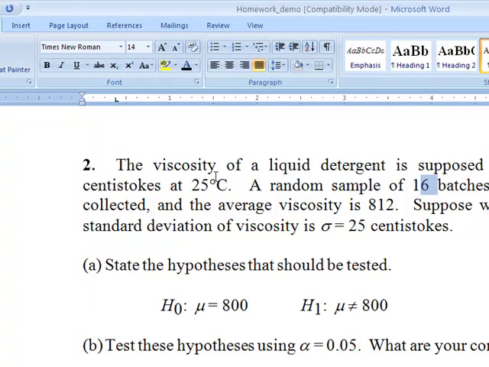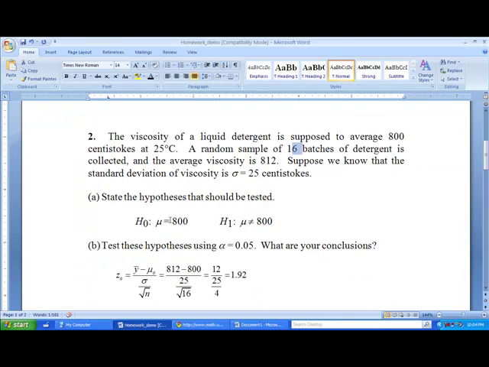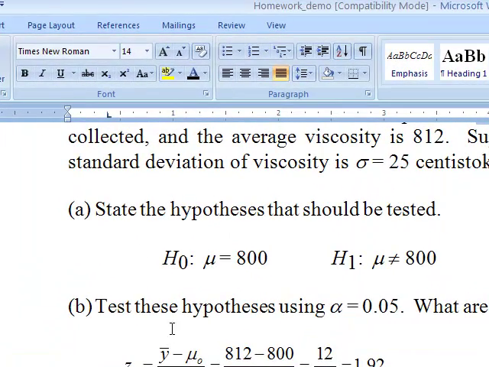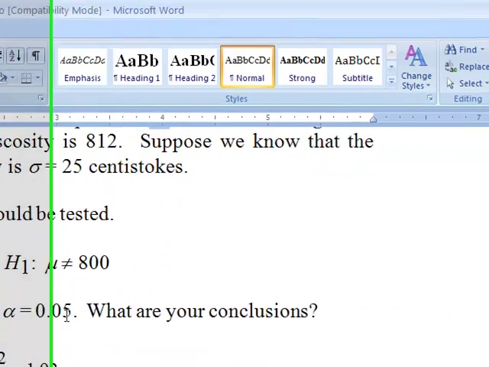Now it is very clear that the viscosity of liquid detergent is supposed to average 800 centistokes, right? So the null hypothesis is mean is equal to 800, and the alternative hypothesis is mean is not equal to 800, right? So the hypothesis that should be tested in this particular example is mu equal to 800 and mu is not equal to 800. Now the next question, test this hypothesis using alpha equals 0.05.